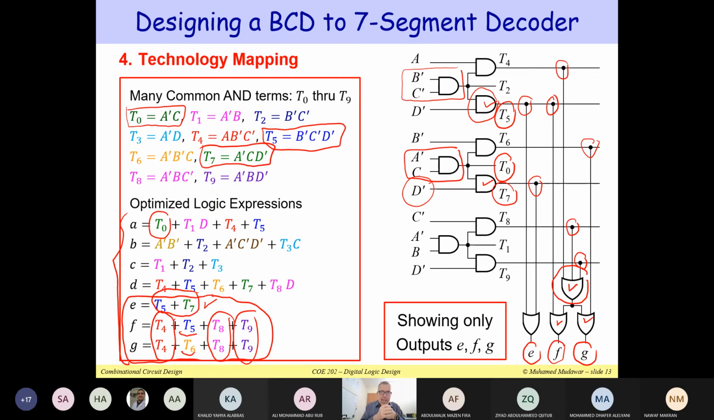So this is my design. Of course, this does not really show all the 7 outputs. It is just showing the last 3, just to illustrate to you. But of course, we need all the remaining outputs. We still have to add them to this circuit to make it complete. So this is my BCD to 7-segment decoder.